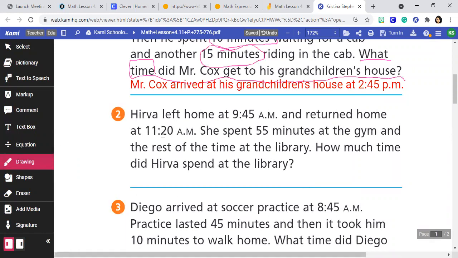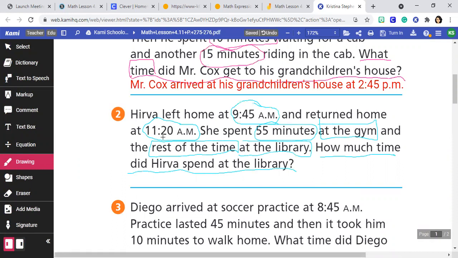Okay. Hirva left home at 9:45 a.m. and returned home at 11:20 a.m. She spent 55 minutes at the gym and the rest of the time at the library. I guess I'll box all that in. How much time did Hirva spend at the library?